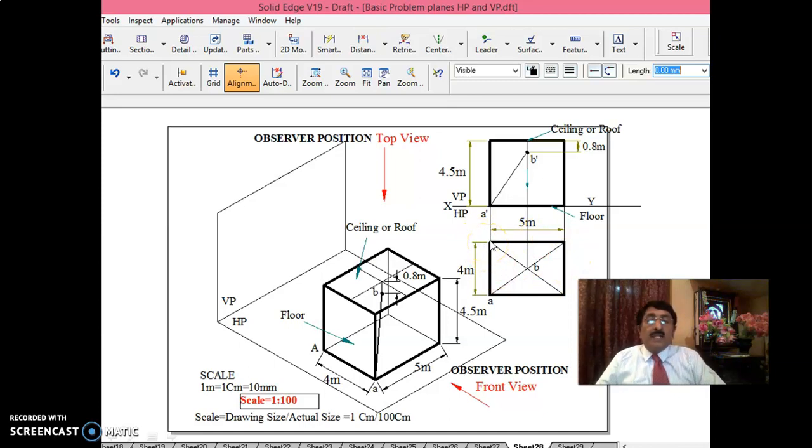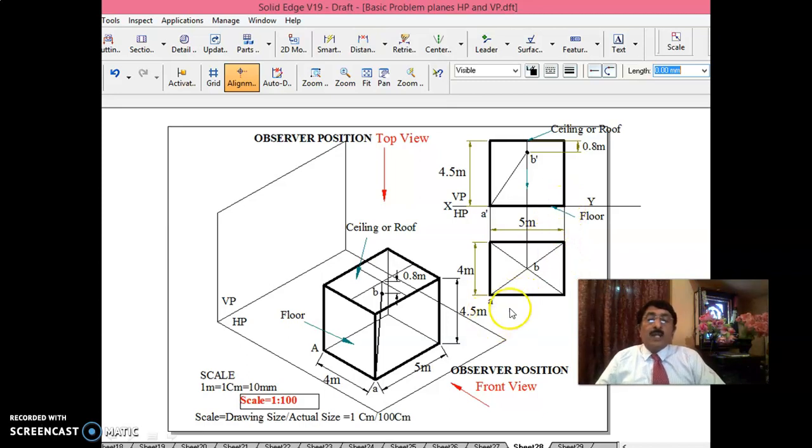If you had taken A here, it would have been at the intersection of back and left wall. If you had taken it here, it would have been the intersection of back wall and right wall. If you had taken A here, front wall and right wall. Okay. If you take A here, A dash you should compulsorily take here.